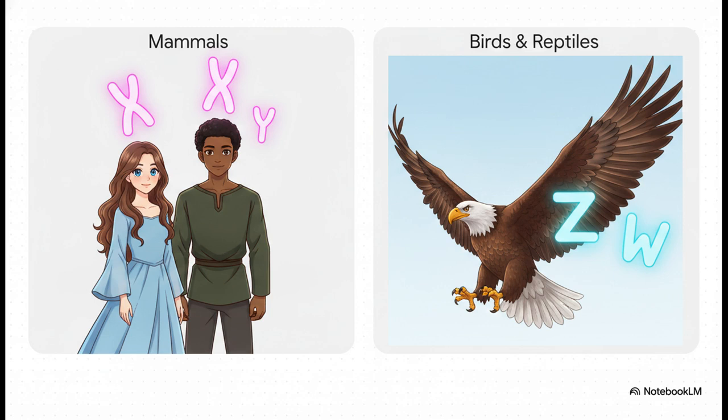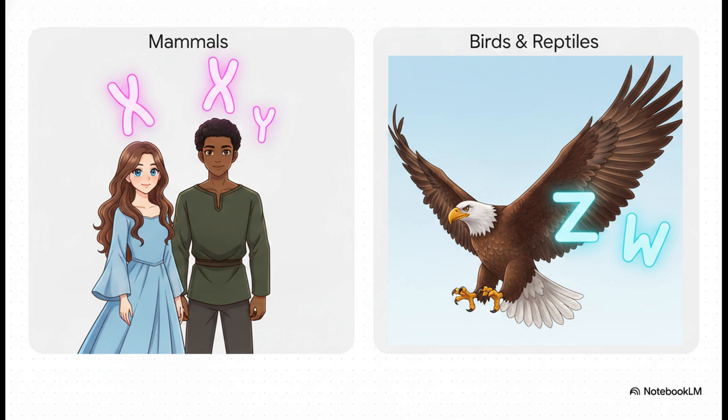And because females only produce eggs with an X chromosome, it's actually the father's sperm, which can carry either an X or a Y, that holds the deciding vote on the biological sex of the offspring. If an X-carrying sperm fertilizes the egg, boom, the zygote is XX, a female. If a Y-carrying sperm fertilizes the egg, the zygote is XY, a male.